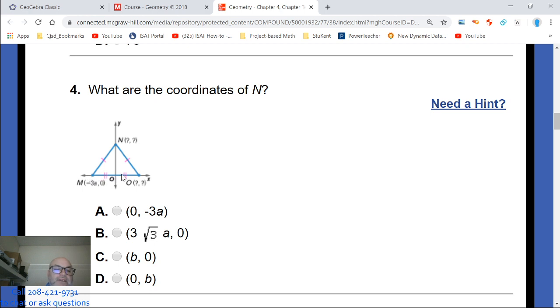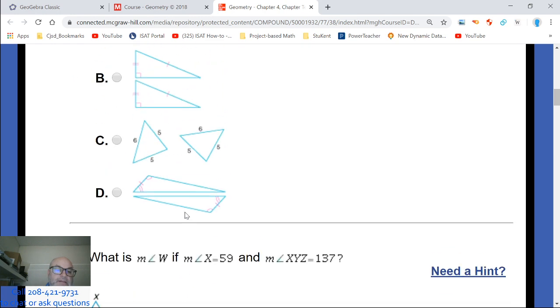We had 3a units this direction, 3a units that direction. And then if I go up, I don't know how many units up that's going to be. I know that x value is 0 because n is on the y-axis. It's not to the right of the y-axis, not to the left. It's on the y-axis, so the x value is 0. And then I don't know how many units up it is, so I use b. So this one's going to be b.